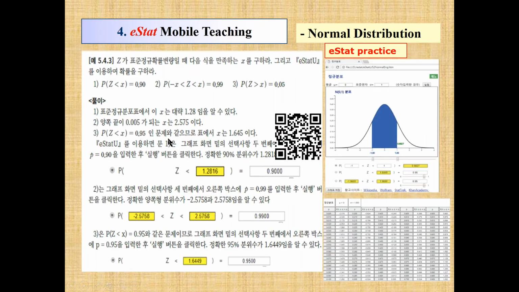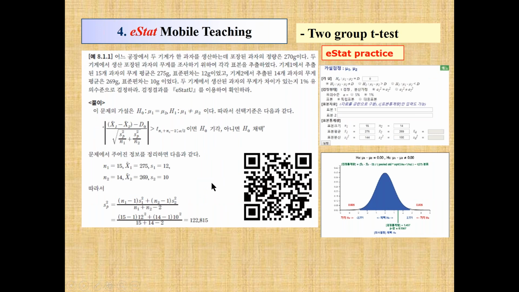The same thing here. This is Korean character, I'm sorry, but you can realize the international language, what is the percentile of normal. You can do it by using your smartphone in the classroom. Also, two group t-test. Here's a summary statistic. If you enter this, you can have output. I bet it's helpful for students to understand.